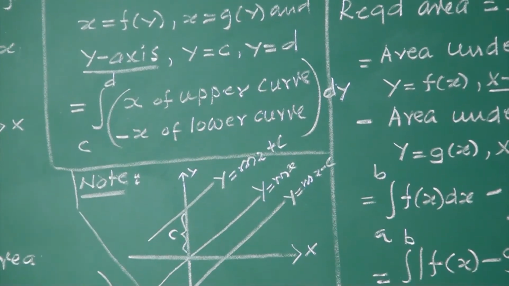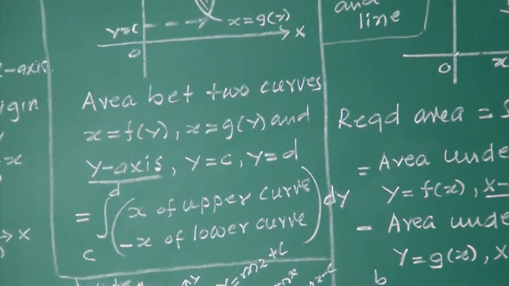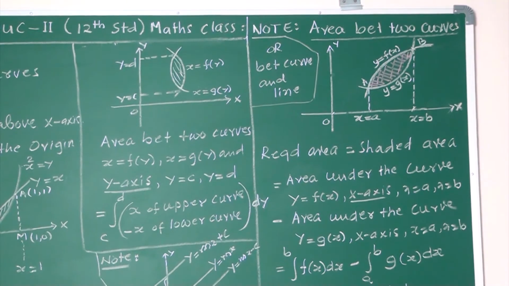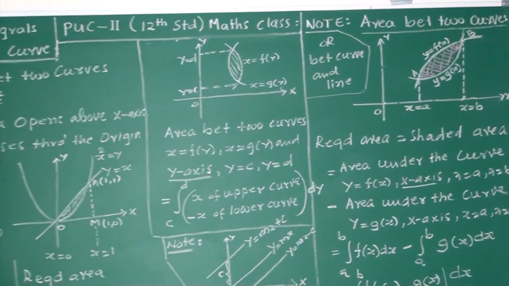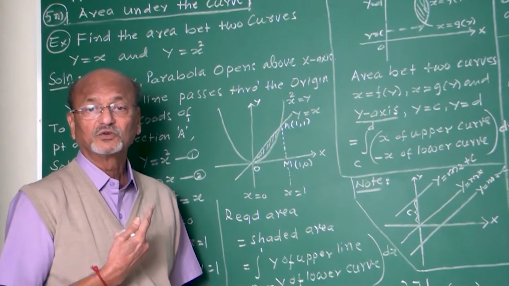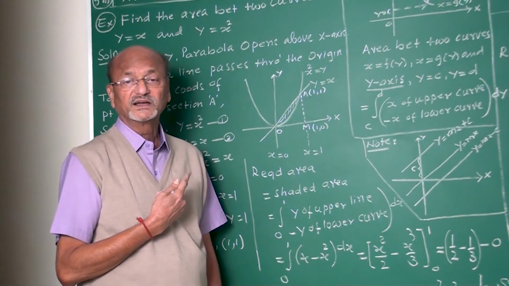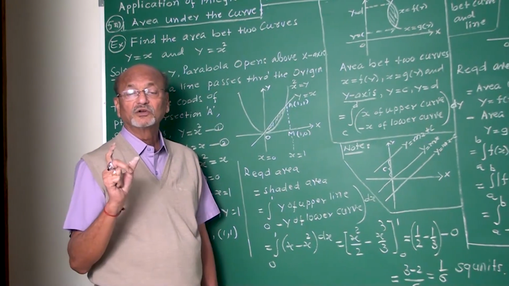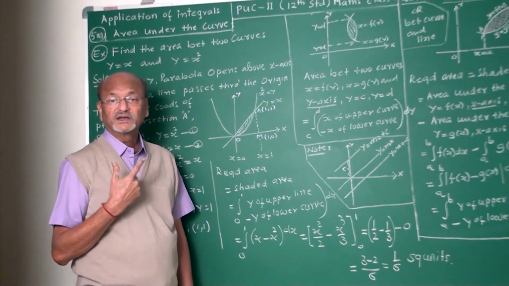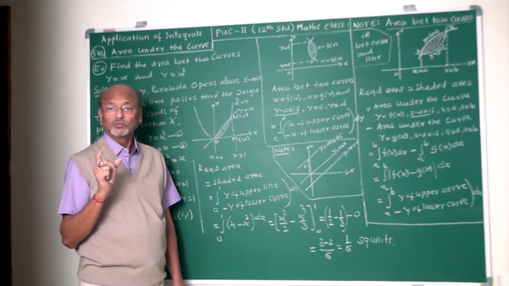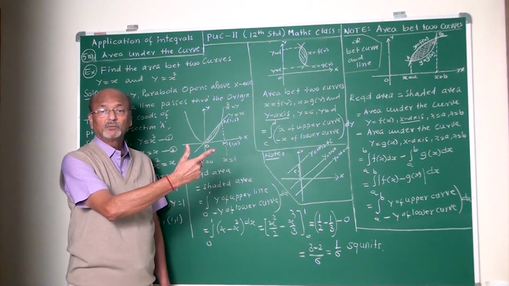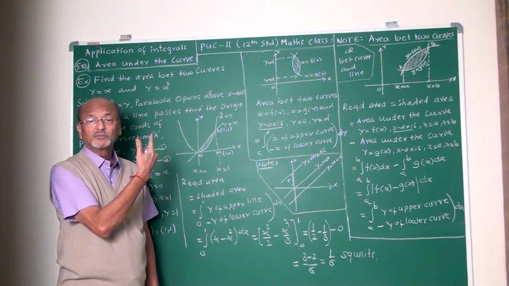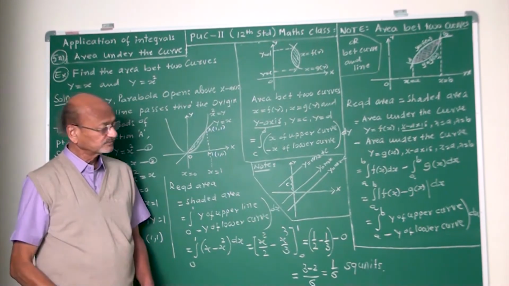These are the third area formulas, my friends: either the area between two curves, or the area between a curve and a line. The first is with respect to x, the second with respect to y. With the x-axis, it is a definite integral and you integrate with respect to x, taking y of upper minus y of lower. With the y-axis, you integrate with respect to y, taking x of upper minus x of lower.